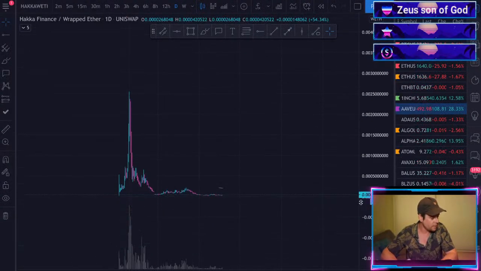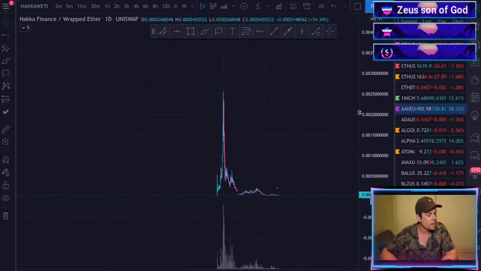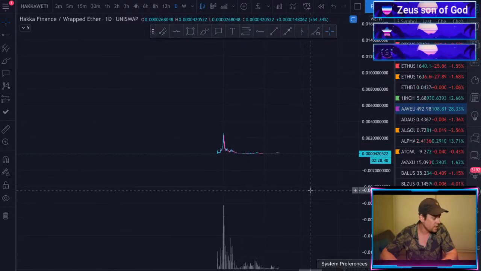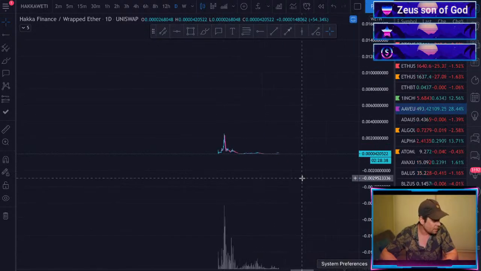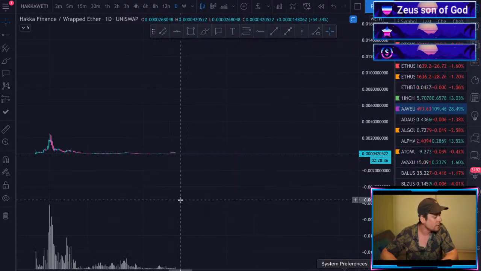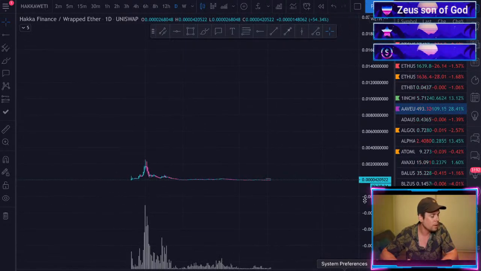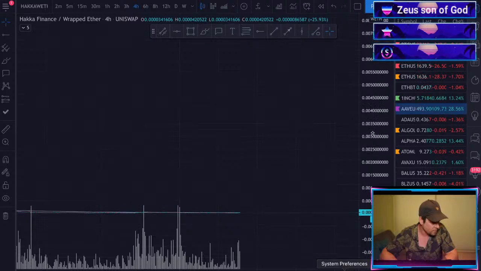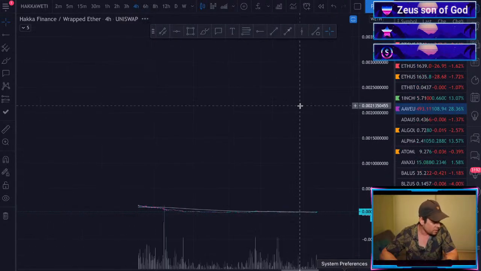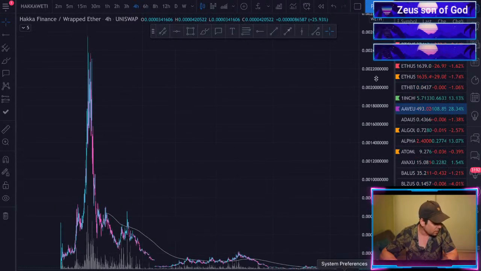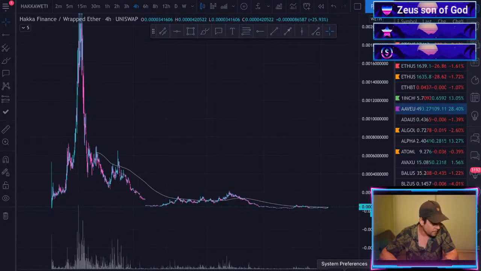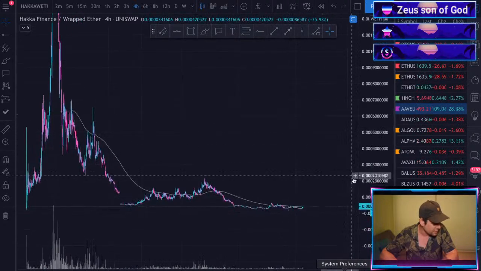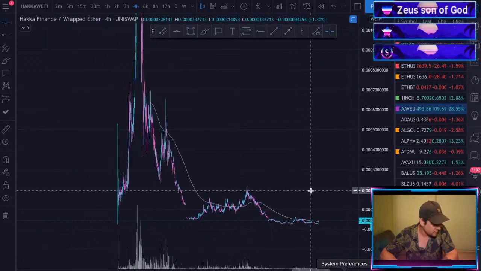Okay, so we got a nice bottoming pattern on Haka. That's quite a rally and quite a sell-off. Let's zoom in here and go to the 4-hour. This is on wrapped Ethereum, so there's probably some way to get the US dollar pair. I'm not going to chart on, what's that one? Dex, coin Dex, Dex.io.